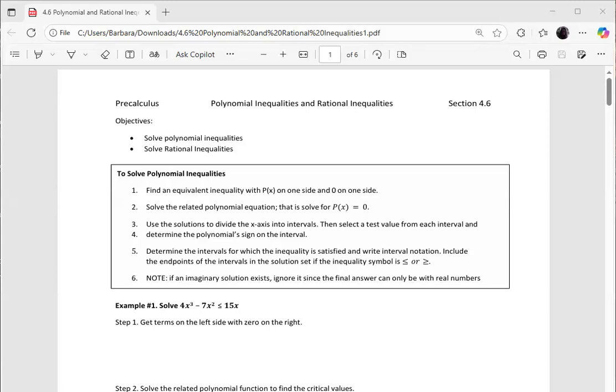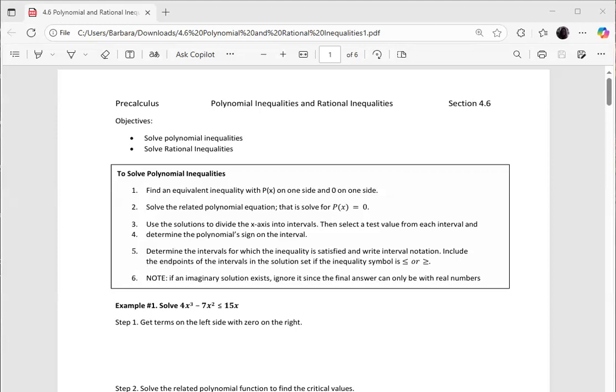In this chapter 4.6, we're going to solve polynomial and rational inequalities. First, we'll start with polynomial inequalities. The steps to solve these are: 1, find an equivalent inequality where p of x is equal to 0.